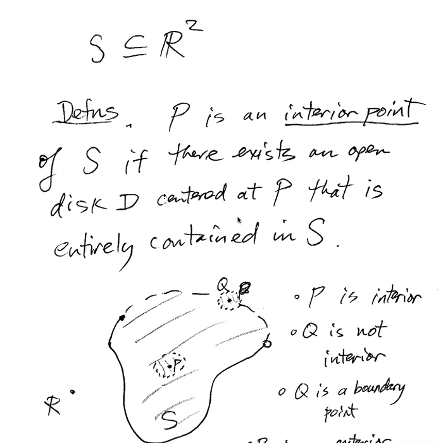Okay, I want to start out this short video by discussing what's called the topology of the plane. S is some subset of the Cartesian plane, that's all I've said right here. Here are some definitions. P, that's a point. P is an interior point of the set S if there exists an open disk D centered at P that is entirely contained in S.